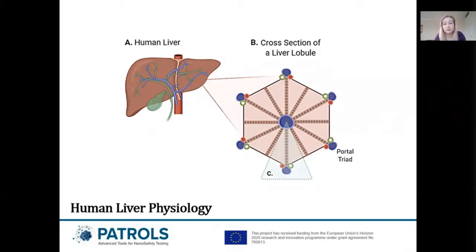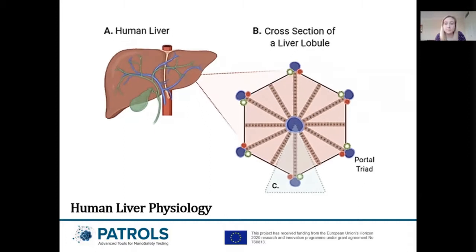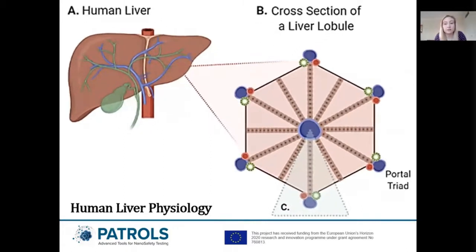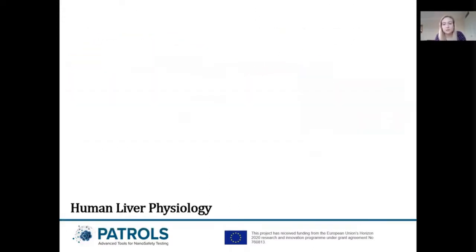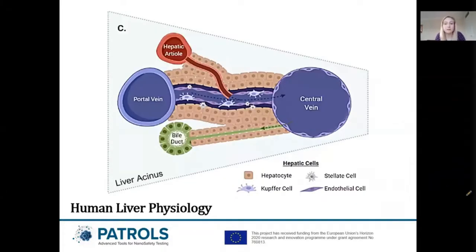The liver itself consists of two main lobes, both of which have 8 segments that embody thousands of liver lobules. These lobules, as shown in B, are hexagonal structures constructed by repeating segments radiating out from the central vein. Each segment, as shown here, links to one another by the liver sinusoids and consists of the portal triad: the bile duct, portal vein, and hepatic arteriole.